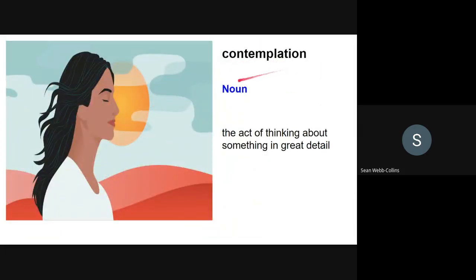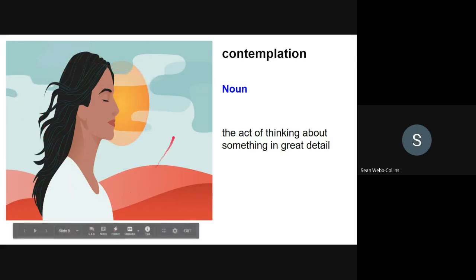Contemplation. Noun, the act of thinking about something in great detail. For example, she is having a quiet moment of contemplation. This lady in the picture is having a quiet moment of self-contemplation.